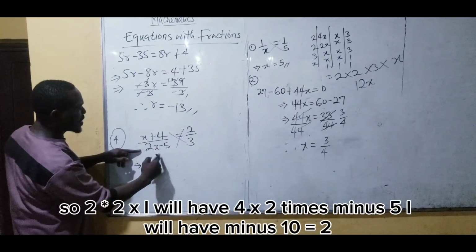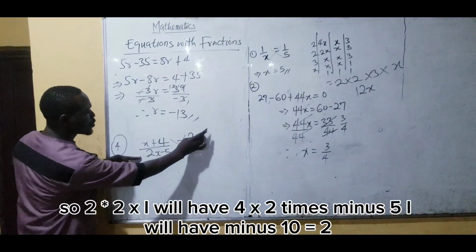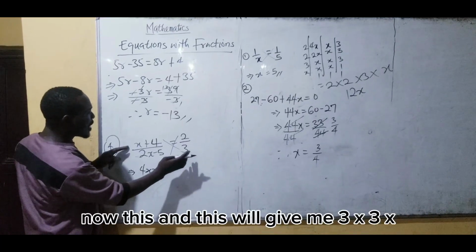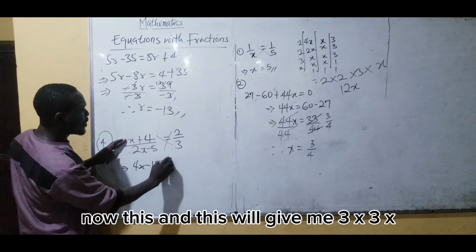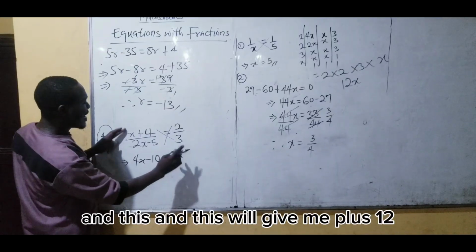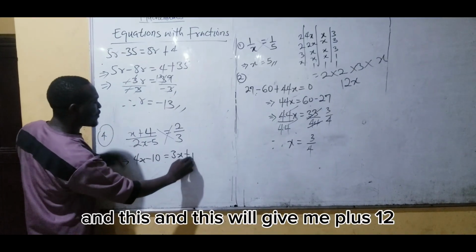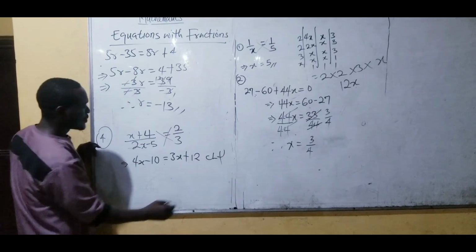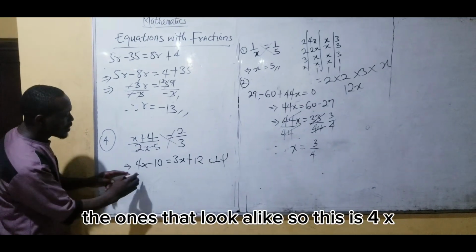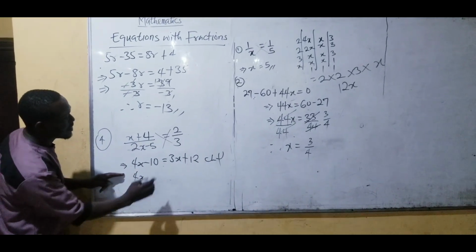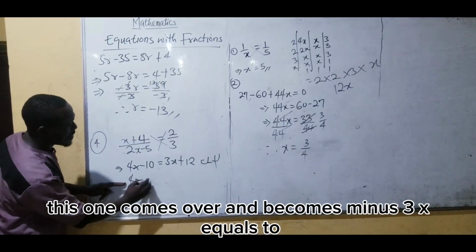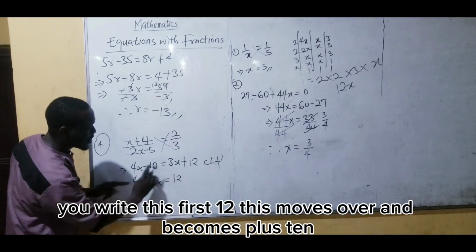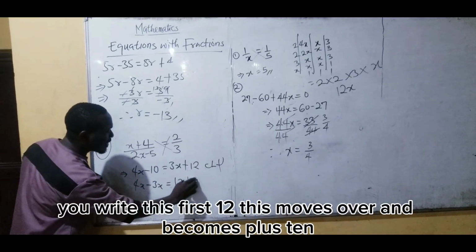So 2 times 2x, I will have 4x. 2 times minus 5, I will have minus 10 equals, now this and this will give me 3x, and this will give me plus 12. Now I will collect my like terms, the ones that look alike. So this is 4x, this one comes over and becomes minus 3x equals, you write this first, 12, this moves over and becomes plus 10.